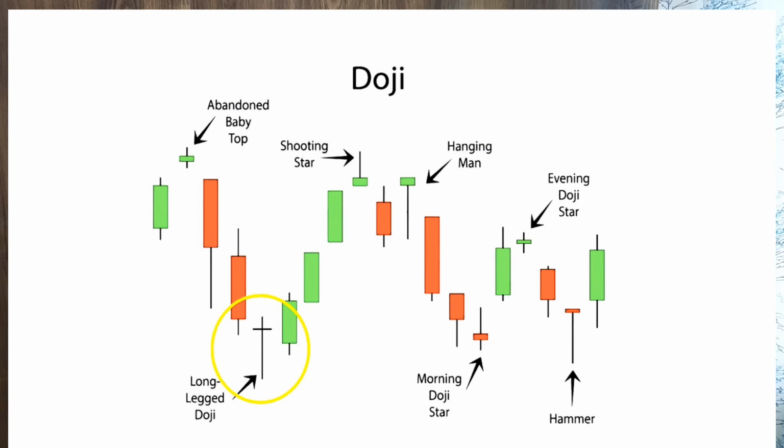If a doji appears after an uptrend and the next candle is red, bearish reversal. If after a downtrend and the next candle is green, bullish reversal. Confirm always. Most powerful when it appears at key support or resistance levels, plus the RSI at extreme levels, and the volume should be above average.